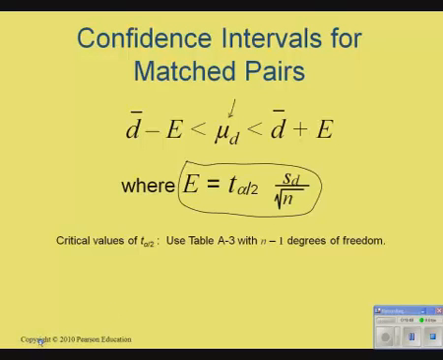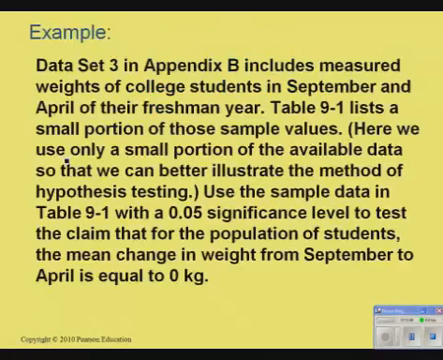Okay. Here's an example. Hey, this is the one in the book. It's the chapter problem. In Appendix B of your book, we have the weights of college students in September and April. But then it says, wait a minute, that's too big. You'll never get through the calculation in one class if you try to do this. So, let's use Table 9.1 from your book. I have it on the next slide here. Kaboom.